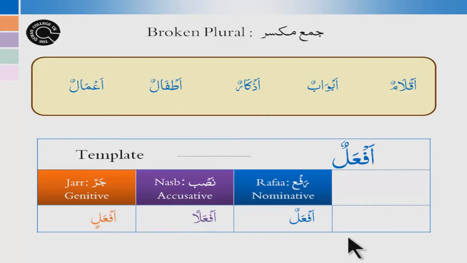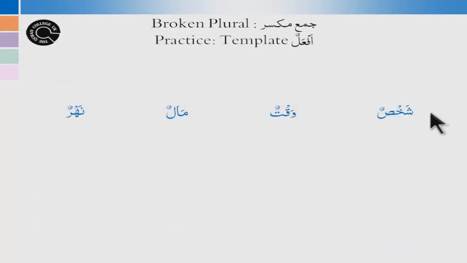Now let's practice some words, and we will be replacing those with the root letters. We have here 4 words, and we want to convert them into broken plurals. First of all, what we have to do is divide them into root letters, and the first word, which is shakhsun, I can divide into sheen, kha, and sad.